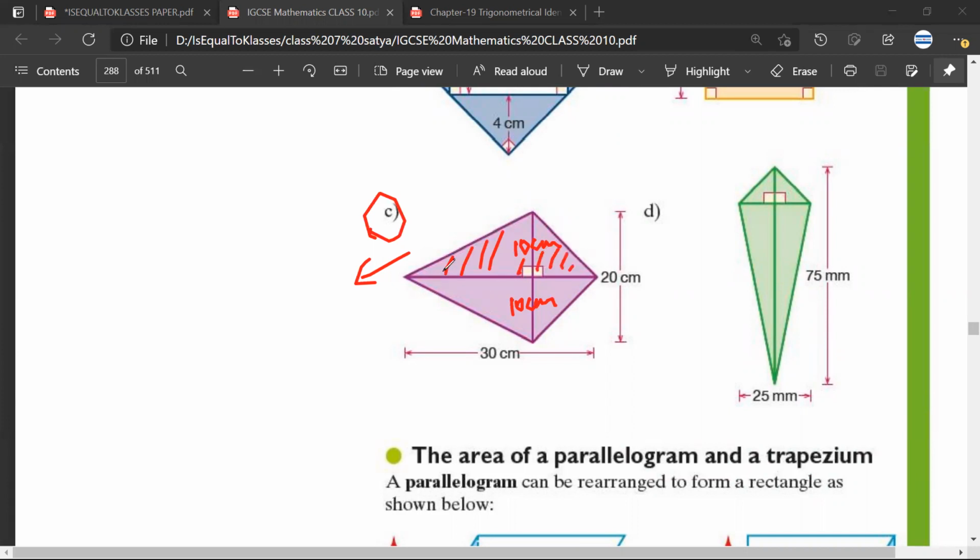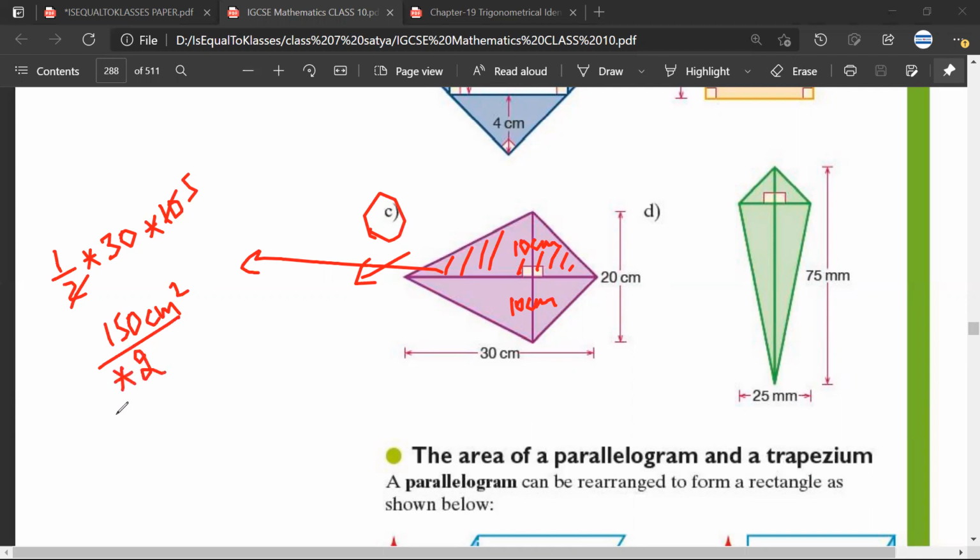So we can only find the top part and then we'll multiply it by 2. Okay. So how will it become? 30 into 10 into half. So I cut 2 and 10. And then 150 centimeters squared. So I'll multiply it by 2, then 300 centimeters squared. Satya, is it correct? Yes. Okay, nice, very nice.